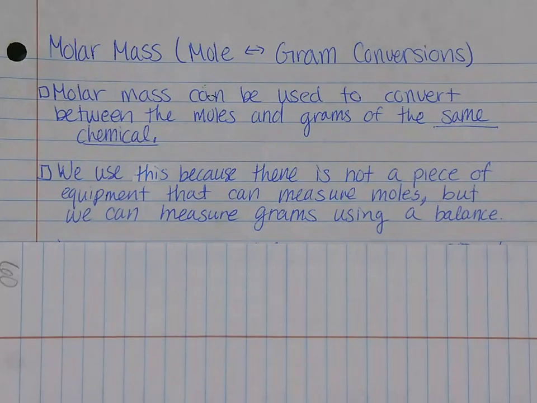So we use molar mass, and we use this because there is not a piece of equipment out there that can measure moles. It does not exist. But we can easily measure grams. So for instance, if I actually wanted to do the reaction from our warm-up, and I wanted to measure this 0.251 moles of H2SO4, I don't have a piece of equipment for that. But I could change it to grams. I could do some math, change it to grams, and then I can figure out how much to actually weigh on a balance. Okay? So that's why we need this step, why we need this tool, because we have to use the equipment we have and what exists.